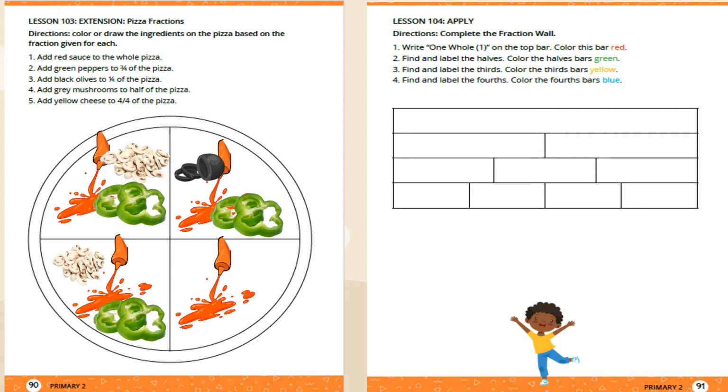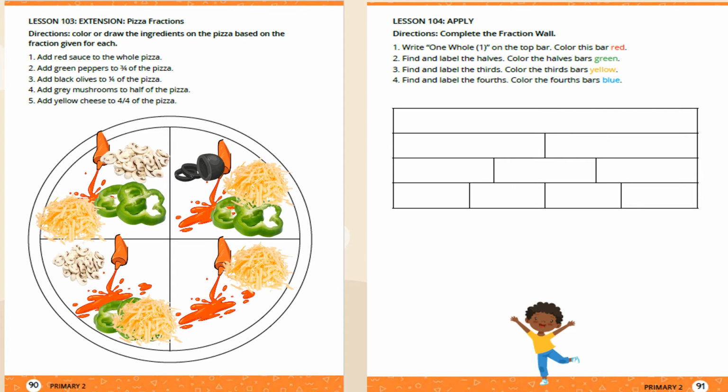Then add yellow cheese to 4 over 4 of the pizza means that I will put the cheese on all of the parts. 4 over 4 mean 1 whole. Okay? We finished this pizza, okay? Let's move to another exercise.